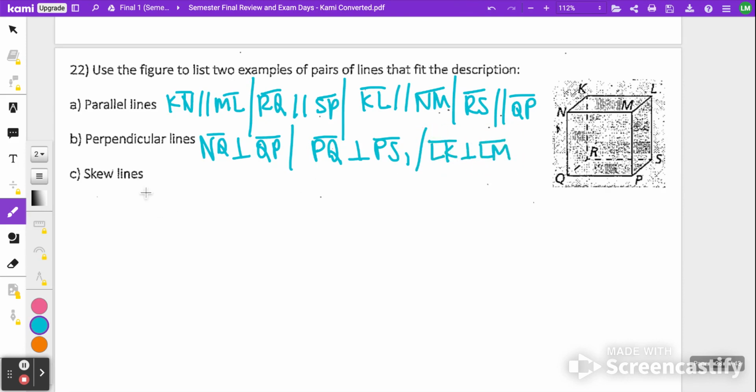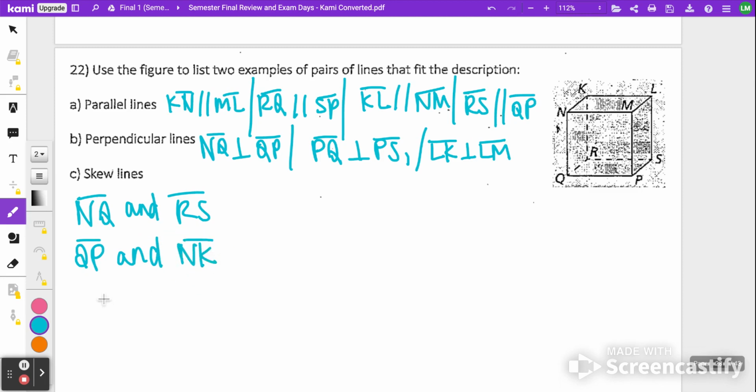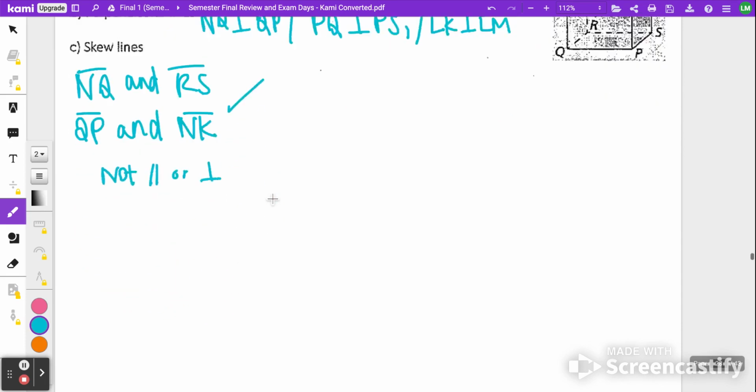Okay. Skew lines cannot be parallel or perpendicular. They're not going to intersect, and they're in fact going to be on 2 different planes. So you can say like NQ and RS, or you can say QP and NK. So just as long as you're choosing not parallel or perpendicular lines, you'll get those right.